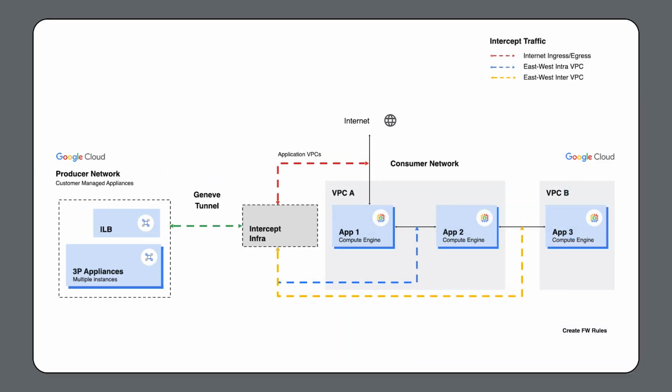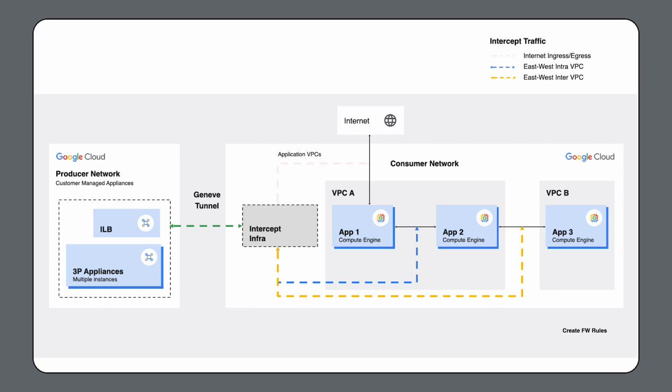When the intercept endpoint group receives the packet, it decapsulates the packet, removes the Geneve header, and restores the original packet. The packet is then forwarded to its original destination based on the routing policy.